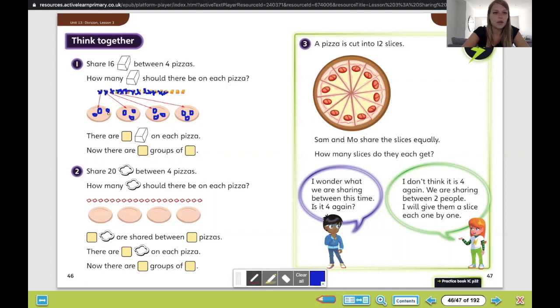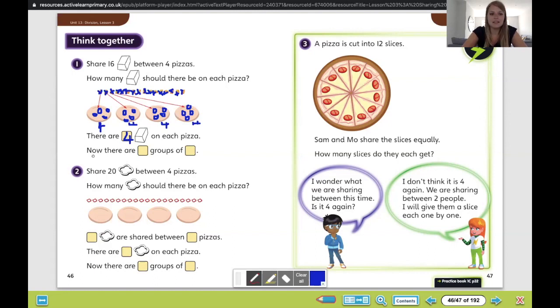Let's carry on. 1 for you, 1 for you, 1 for you, and finally 1 for you. Brilliant. I've shared them out equally. So how many pieces of pineapple are there on each pizza? 1, 2, 3, 4, 4, 4, and 4. Brilliant. We've shared them equally. There are 4 pieces of pineapple on each pizza.